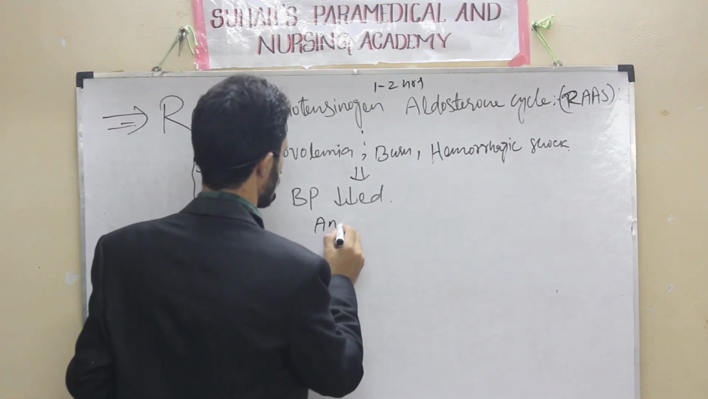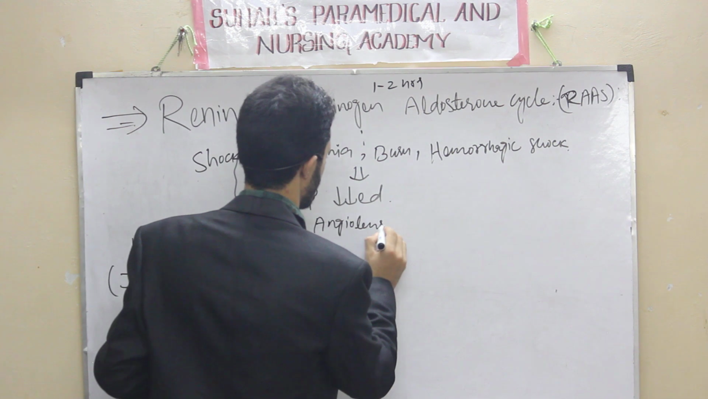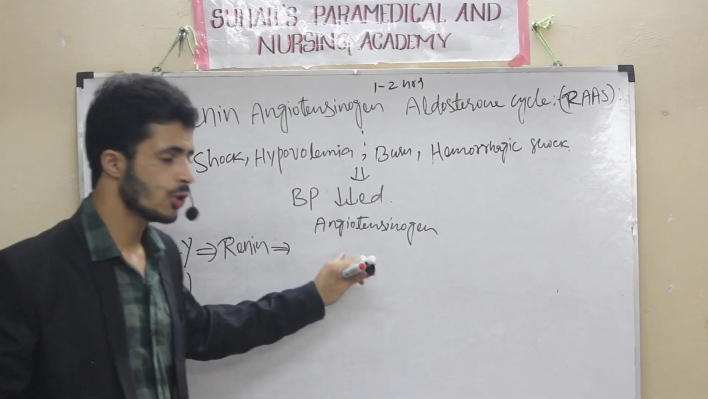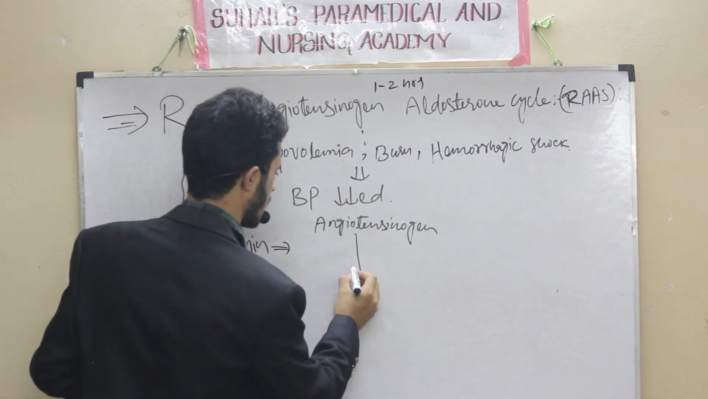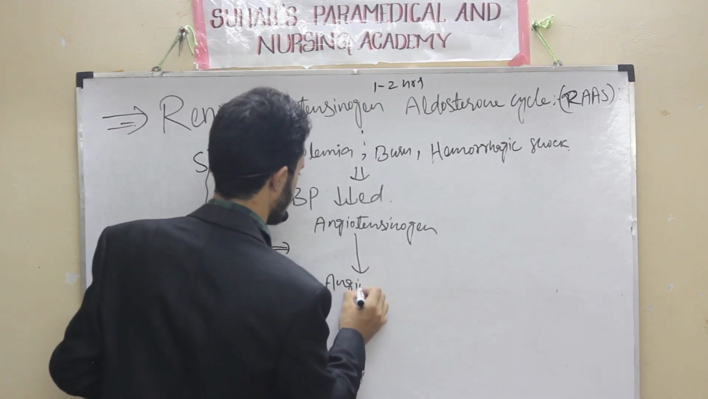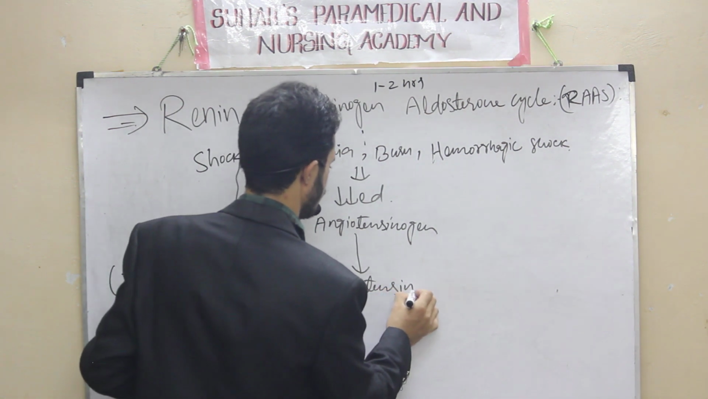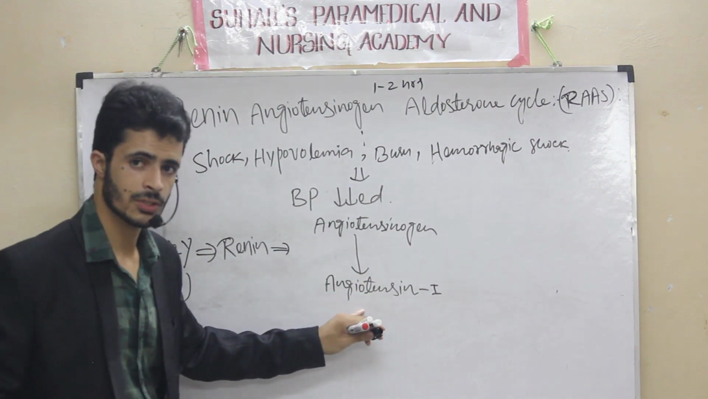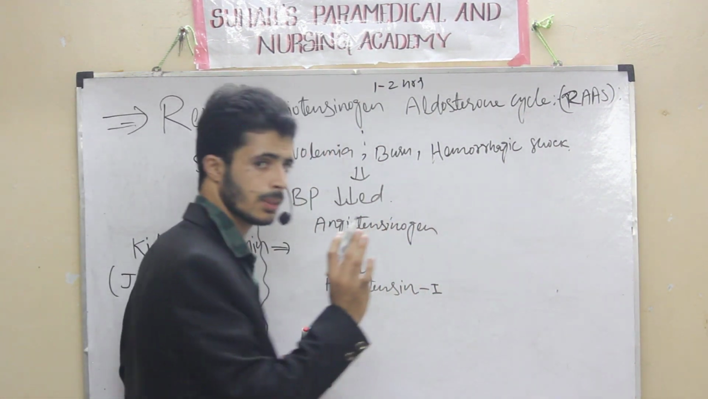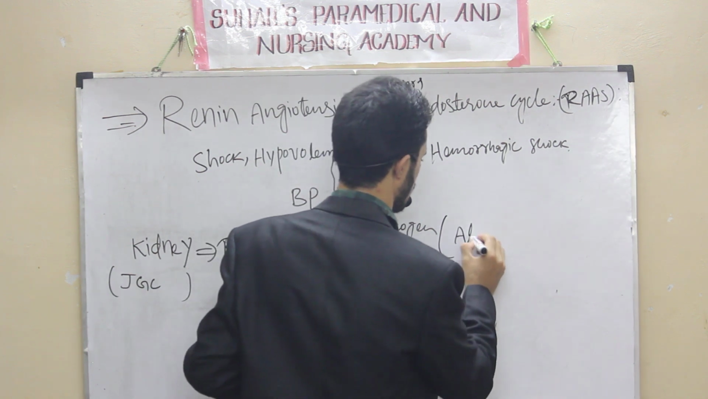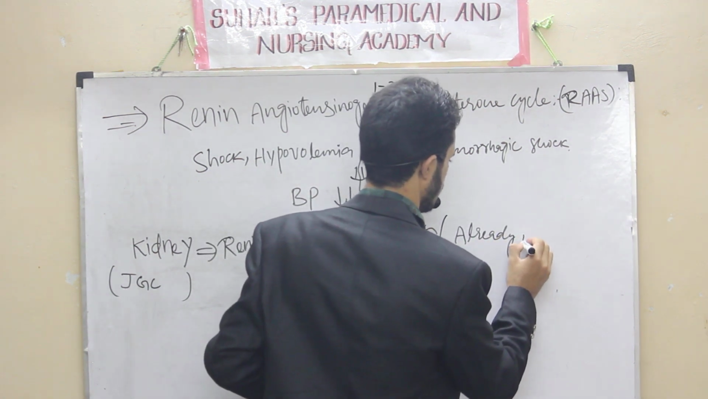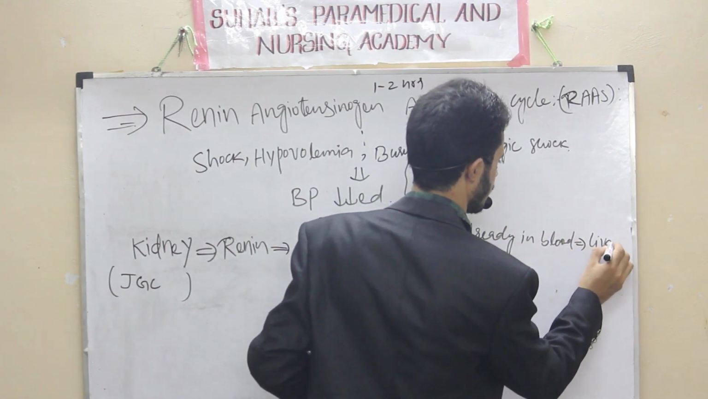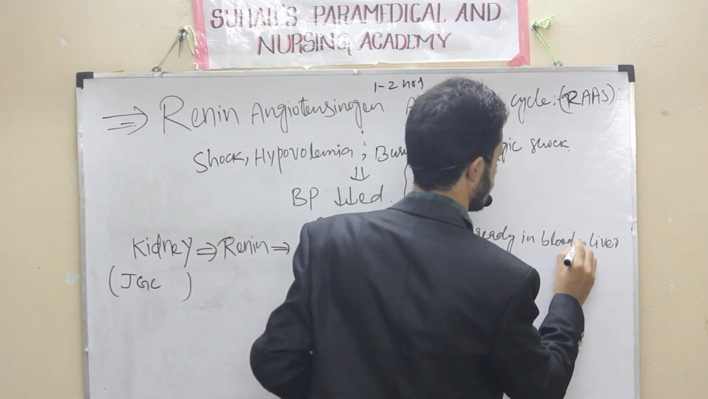There will be presence of angiotensinogen. So already in the blood there is angiotensinogen. This angiotensinogen will be converted into angiotensin first. This angiotensinogen that was already present in the blood, where does it come from? It comes from the liver.